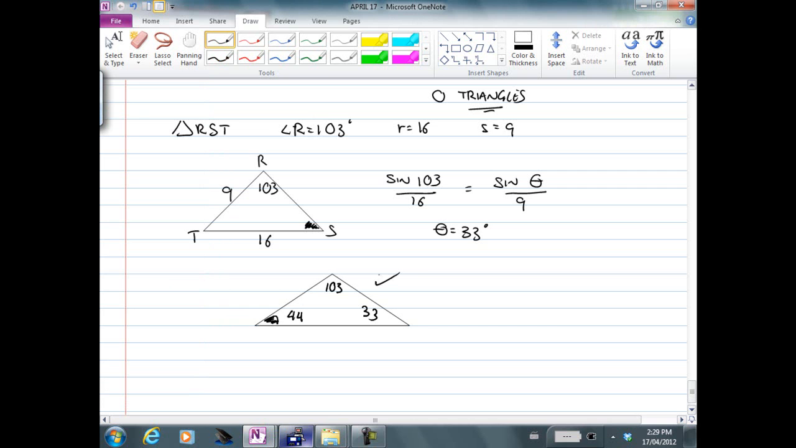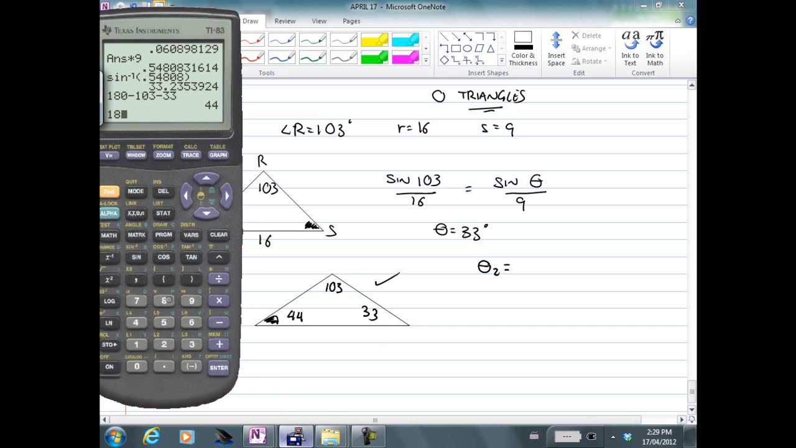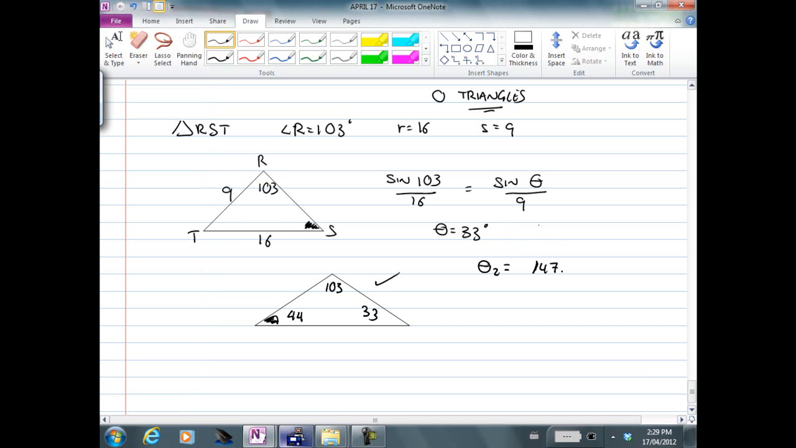This works. I want you to find theta 2 right now. Let's see if theta 2 works. Nope, you can't. So you go 180 minus 33. My theta 2 is 147. Draw a triangle with 103, 147. And you're going to realize something. 103, 147. There's no such triangle because right off the bat, these two are greater than 180 degrees. So in this case, you only have one triangle. This is an example of one solution.